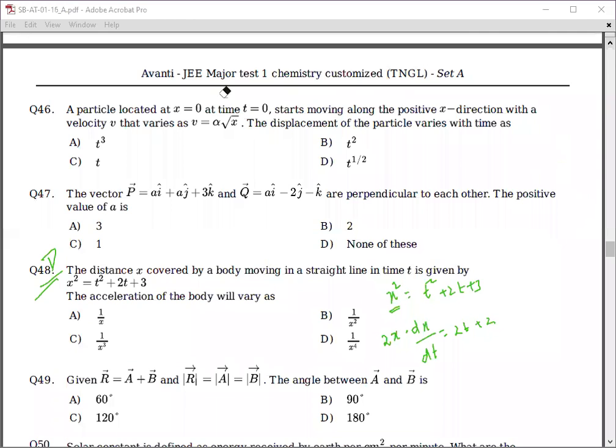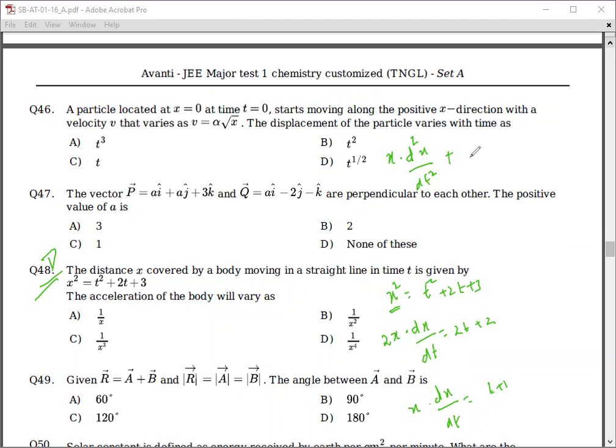Okay, so 2 will get cancelled, right? 2 will get cancelled. So x into dx by dt is equal to t plus 1. Now, if you differentiate this again, you have to use product rule. Keep x constant, differentiate dx by dt, so it will be d square x by dt square. Yes or no?